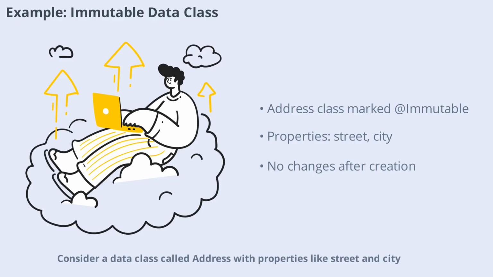Consider a data class called Address with properties like street and city. If you annotate this class with @immutable, Compose knows that once you create an address, its values will never change. This is especially useful for representing things like user profiles or configuration data that should remain constant, ensuring your UI only updates when absolutely necessary.